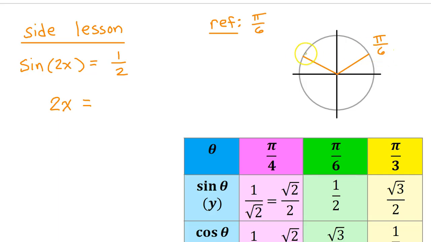What about this angle in the second quadrant? Well, we can think of pi as 6 pi over 6, so this angle in the second quadrant must be 5 pi over 6. So, on the interval from 0 to 2 pi, the two possible values for 2x are pi over 6 or 5 pi over 6.